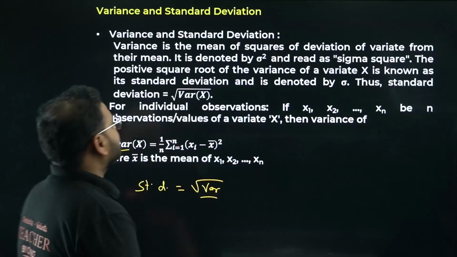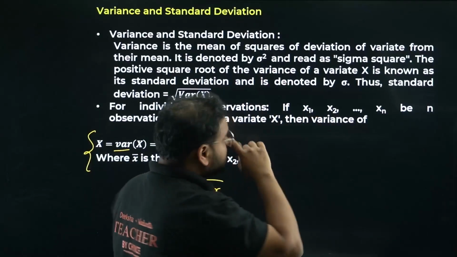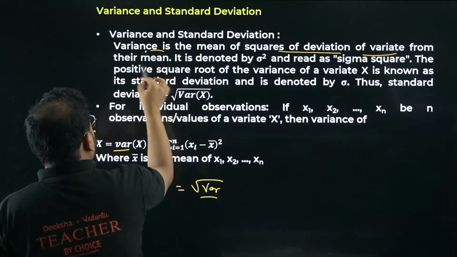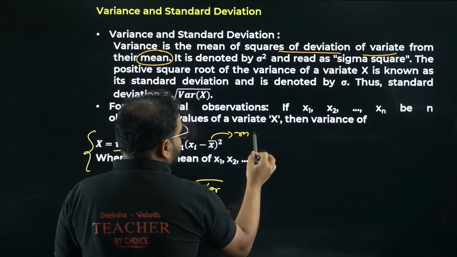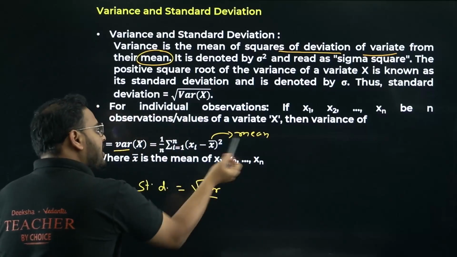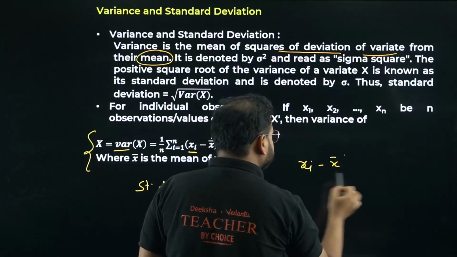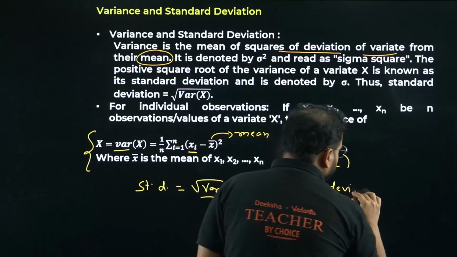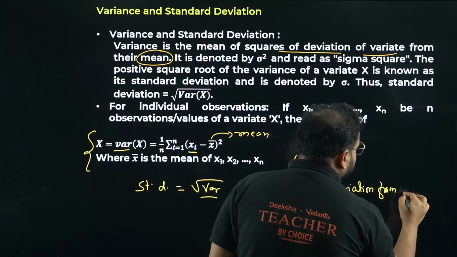So let's read it. Variance is the mean of the squares of deviation of the variate from their mean. We are talking with respect to this. Check here, x bar is the mean. So from the mean, how much deviation is there? What does this xi minus x bar mean? It means deviation from the mean.